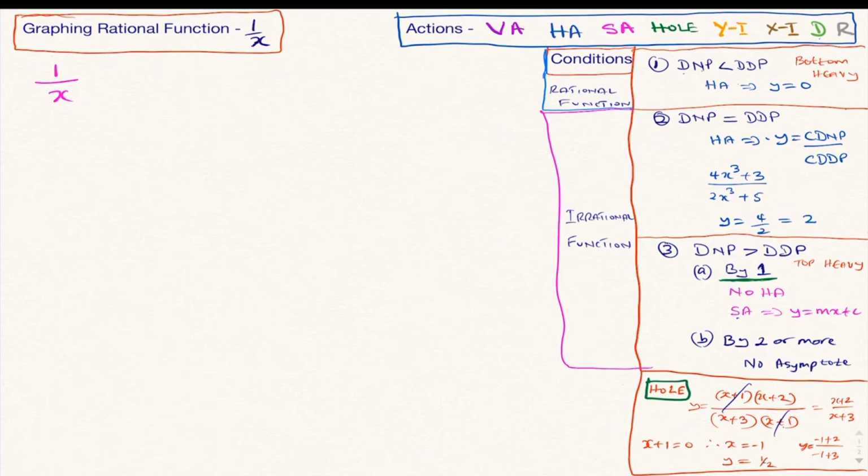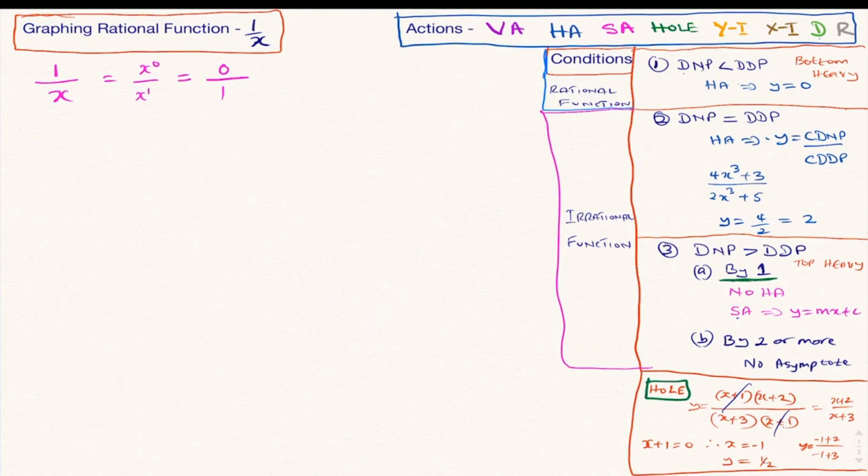Now let's graph 1 over x. First of all, as I said, the 1 is x to the power 0 and the x is x to the power 1, so the degree of numerator polynomial is 0 and the degree of denominator polynomial is 1. And this is bottom heavy. That means the higher number is at the bottom. And therefore, this is a rational function. Because it's a rational function, the condition on the right applies. And if it's irrational, the condition on the right also applies. So you need to check those before you proceed.